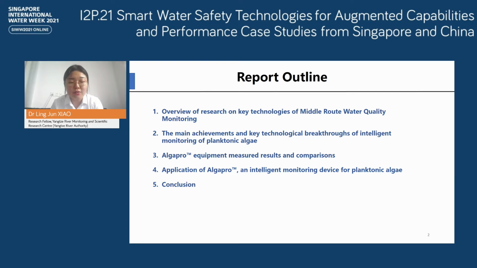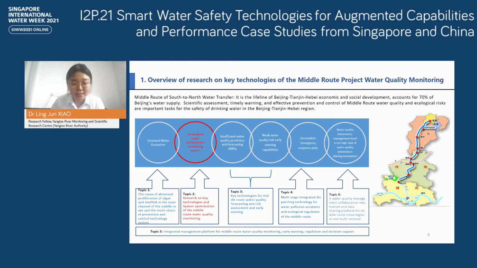First, I will give an overview of research on key technologies of Middle Route water quality monitoring. Then, I will present some main achievements and the key technological breakthroughs of intelligent monitoring of planktonic algae. After that, I will introduce Algae Pro equipment as well as its measured results and comparisons with traditional manual measured results, followed by the latest application of the equipment. In the end, I will give a conclusion of my report. Next slide, please.